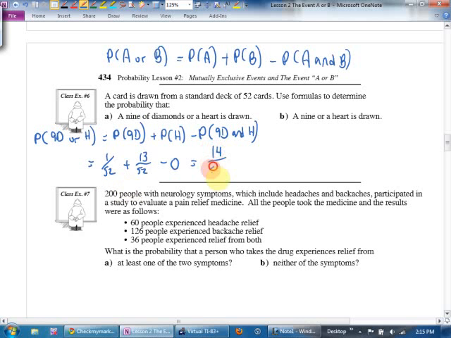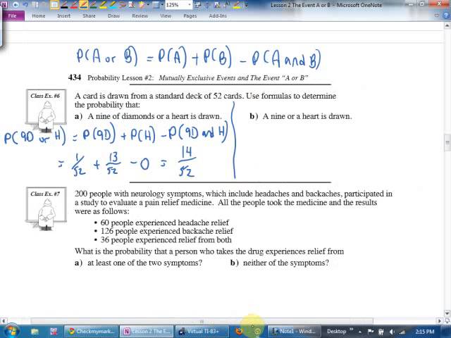Now let's compare that with B. Instead of a nine of diamonds or a heart, just a nine or a heart. Okay, that's going to be the probability of nine or H is going to be the probability of nine plus the probability of H minus the probability of 9 and H.